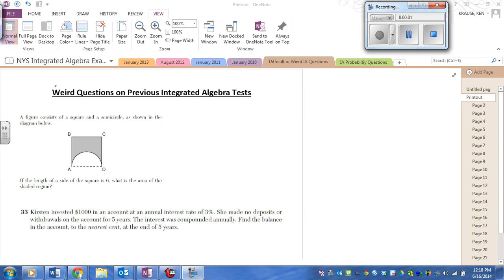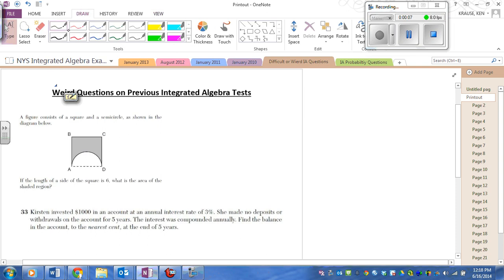Okay, here we go. We've got a weird question. So this is an area shaded question, and I know that area shaded is always equal to the area of the large shape minus the area of the small shape.